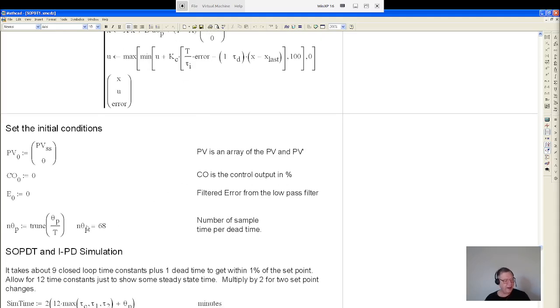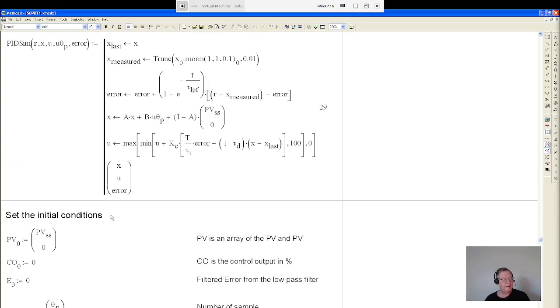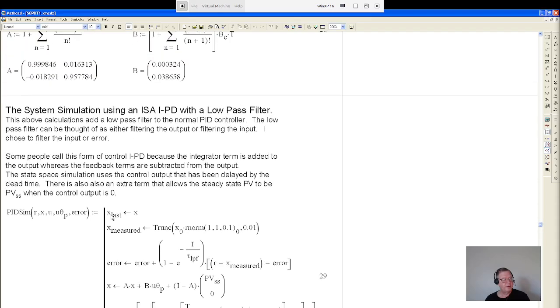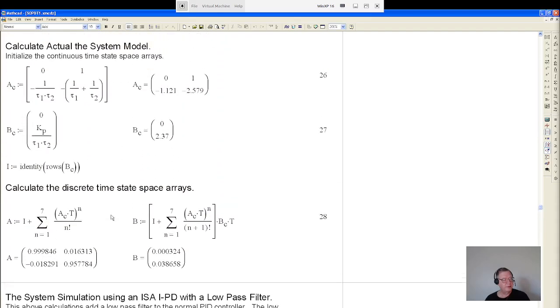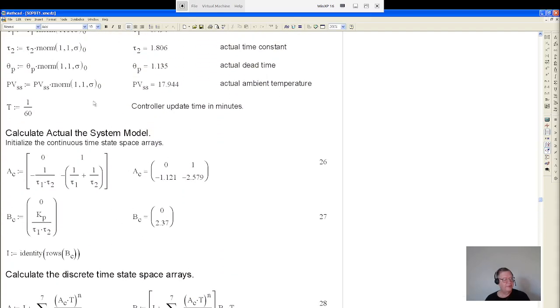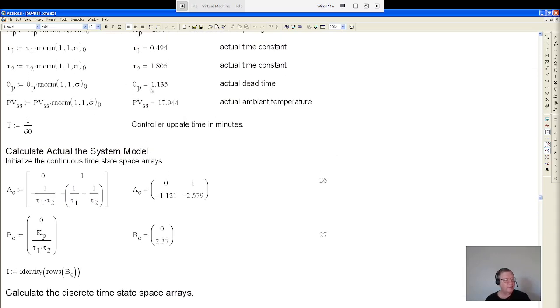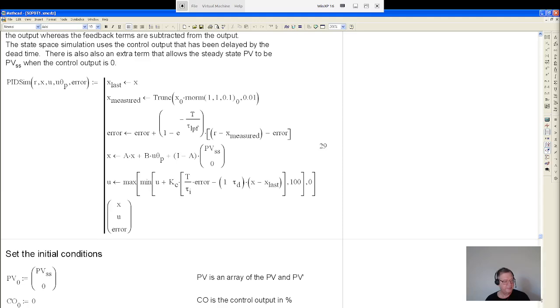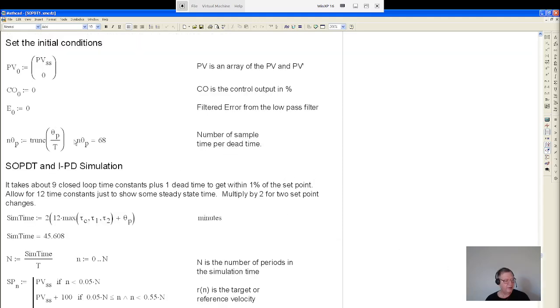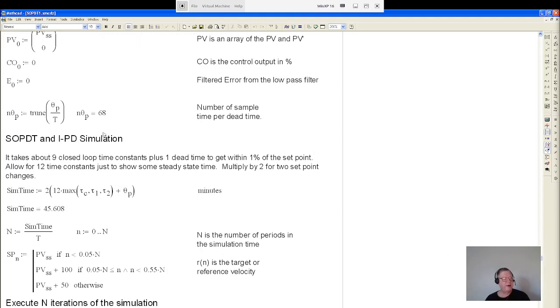This is the number of iterations or seconds for the dead time after things have been randomized. You see me coming back up here. My dead time is assumed to be longer than 1 minute, so that ends up being 68 seconds. Come down here, and this is for doing the delay of the control output.